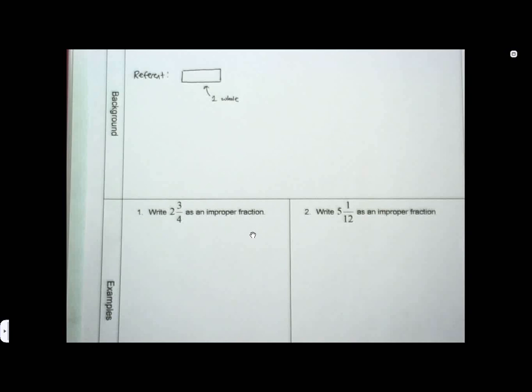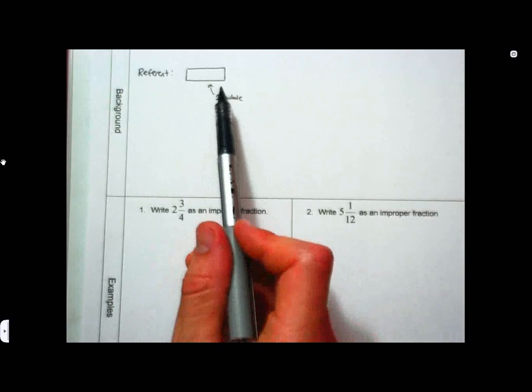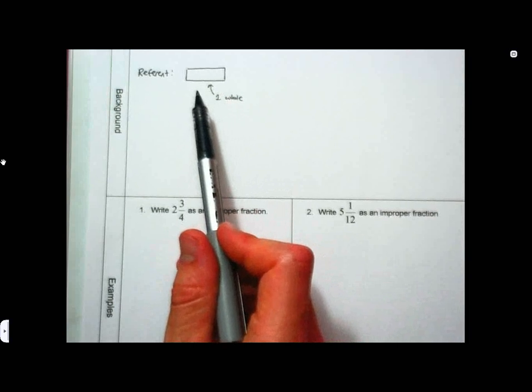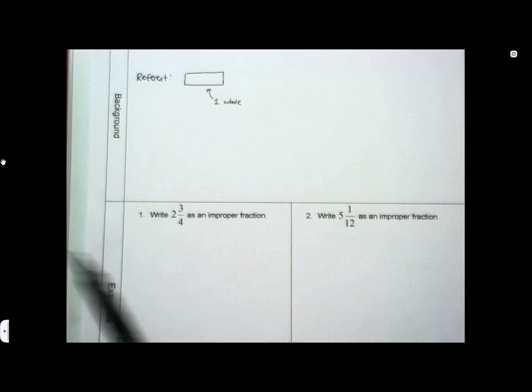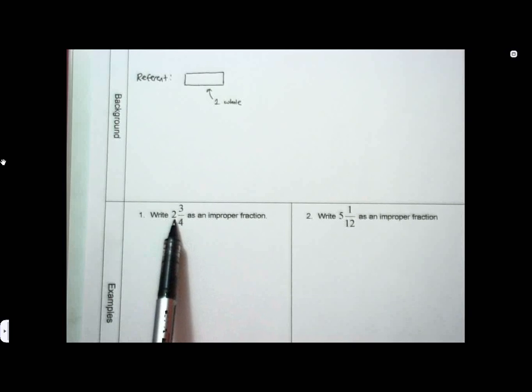So again, because we're working with fractions, I always start with a referent. That just tells me, if we look at number 1, what 2 3/4 is referring to. 2 3/4 of what? Well, this box is going to represent one whole for me. So again, I'm going to attack this problem by doing it in two ways. The first way is by using a picture. So what I'm going to do is draw out 2 3/4.